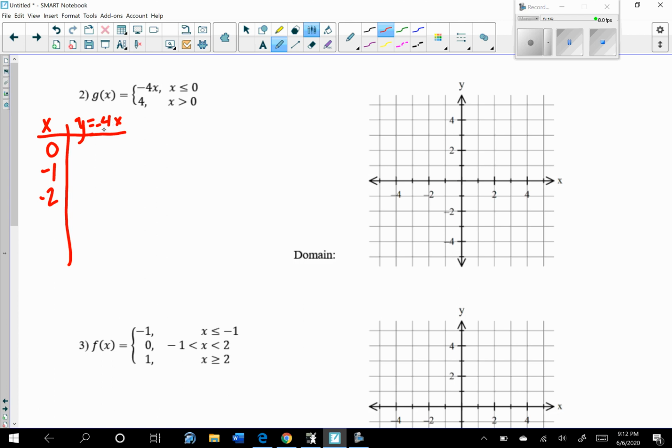When I plug 0 in for x, I get negative 4 times 0, which is 0. Negative 4 times negative 1 is 4, and negative 2 times negative 4 is 8, and I didn't actually make my graph large enough for the 8. That's why it's too big. If I graph this, the top equation is using a closed circle. So at (0, 0), we have a closed circle. Then we have (-1, 4). And we can go ahead and use our ruler to graph.